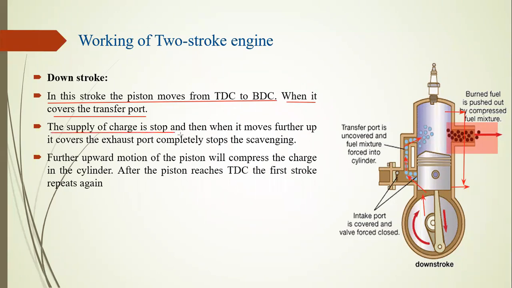The supply of the charge is stopped when the piston moves further up and covers the exhaust port, completely stopping the scavenging process. When the piston moves in the downward direction, the charge passes from the transfer port to the top side of the cylinder. Some of this charge exits from the exhaust port. To stop this fuel being wasted into the exhaust port, the piston starts to move in an upward direction.